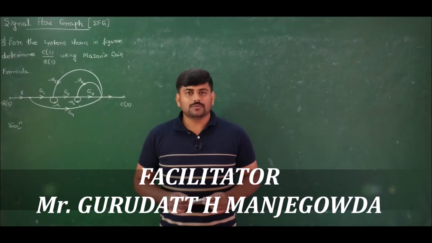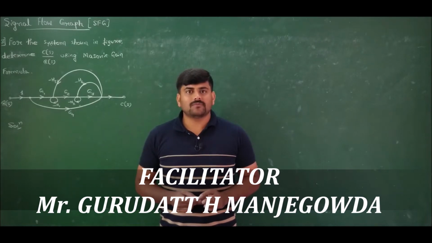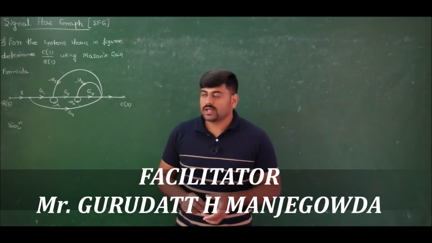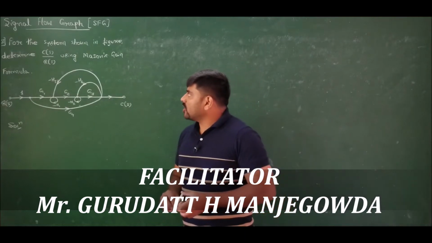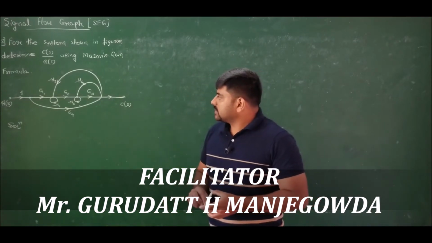In this module 2, we were discussing block diagram reduction and signal flow graph. So far, we have solved two problems on signal flow graph using Mason's gain formula. Continuing our discussion, problem number 3 on signal flow graph is: for the system shown in the figure, determine C(s)/R(s) using Mason's gain formula. So this is the given problem for us.